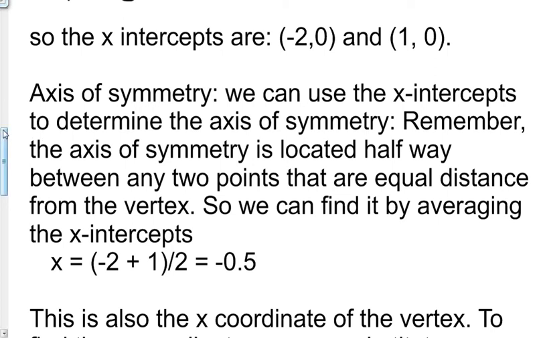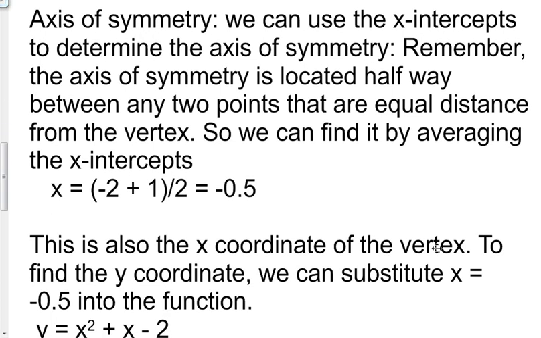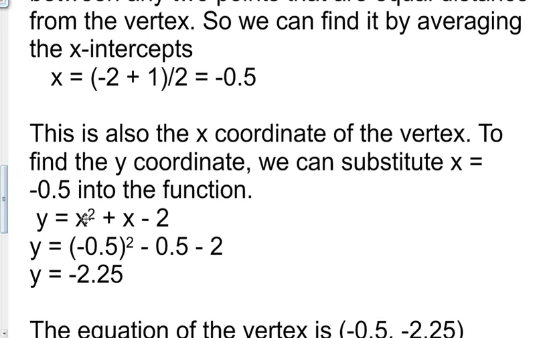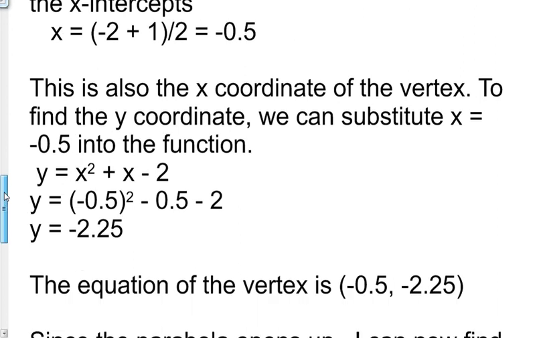This is also the x-coordinate of the vertex, because if you remember, the axis of symmetry passes through the vertex. To find the y-coordinate, we can substitute x equals negative 0.5 back into the function. Y is equal to negative 0.5 squared minus 0.5 minus 2. Y is equal to negative 2.25. So the vertex is (-0.5, -2.25).